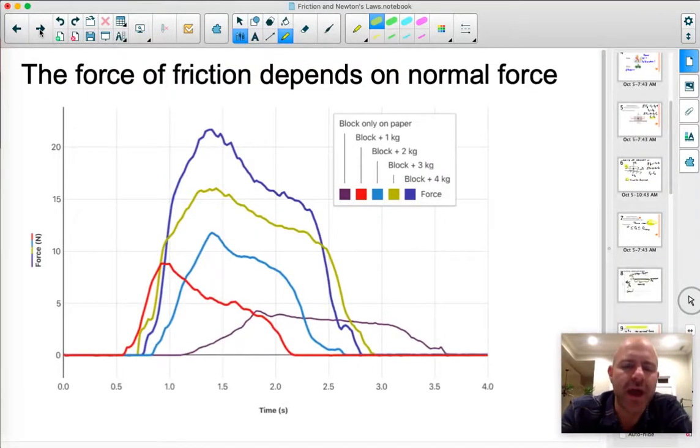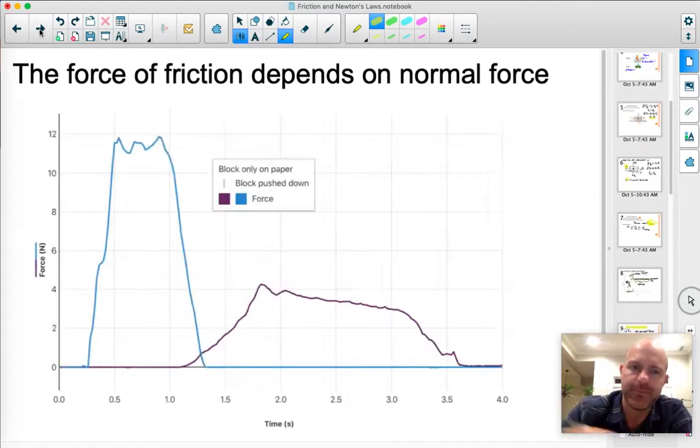So those various graphs that I just showed you are all here together. We build up from the least amount of force when we just have the block, and then as we keep adding more mass sitting on top of it, which doesn't change the mass of the block, what it does is push down on the block harder, meaning the normal force increases.